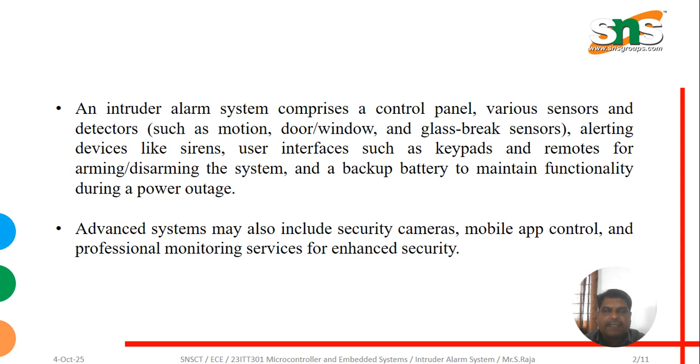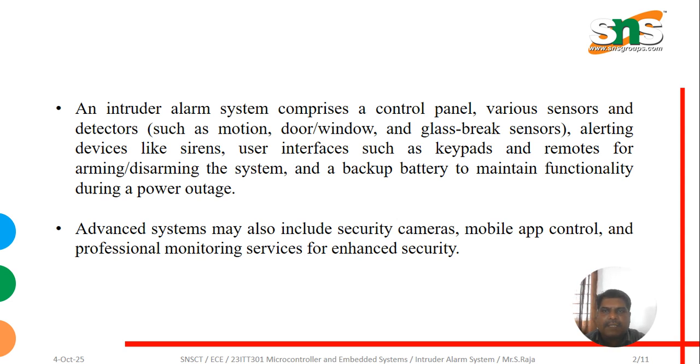If a power failure happens, we need to provide a battery backup to maintain functionality during a power outage. Advanced systems may include security cameras, mobile applications using GSM or Wi-Fi module interfaces, or voice-based mechanisms, so that if you are away from home, through your mobile phone app you can send a message through the camera to the intruder that you are not allowed to enter my home.